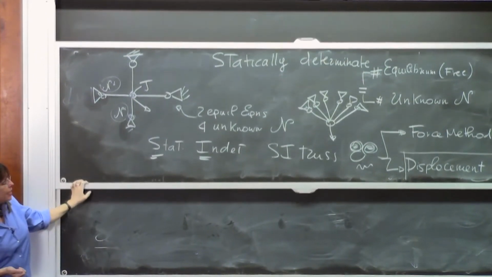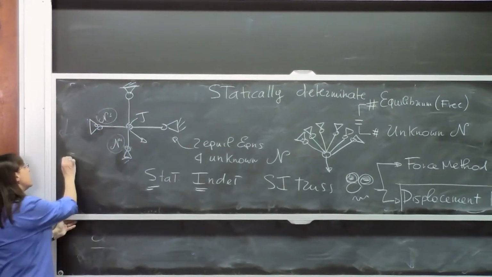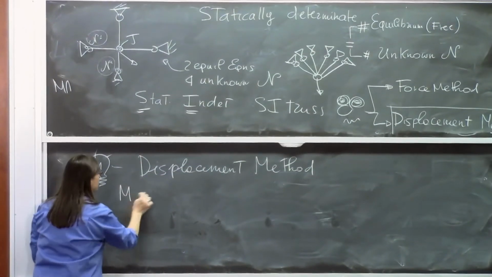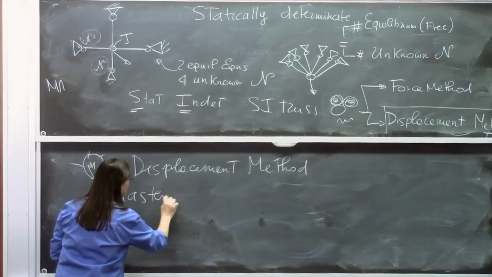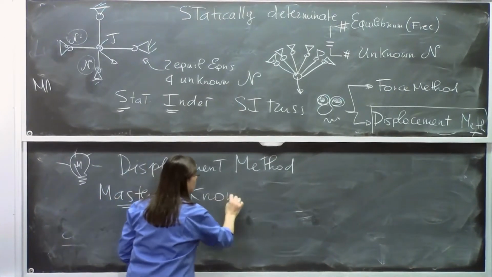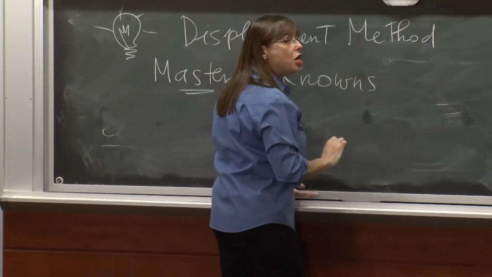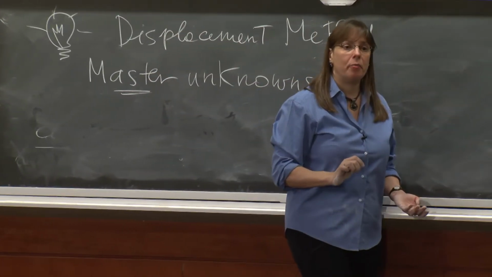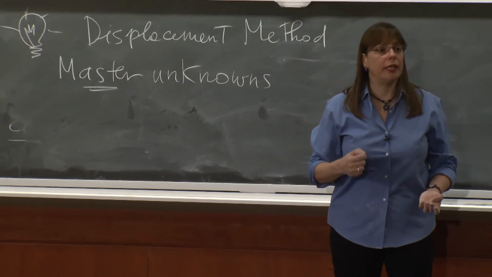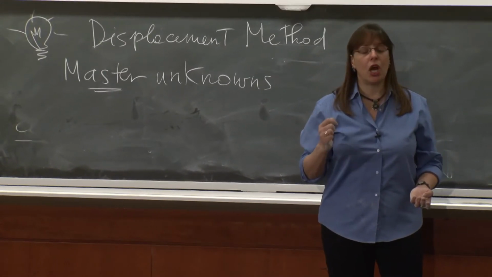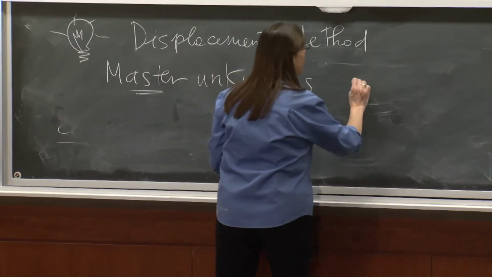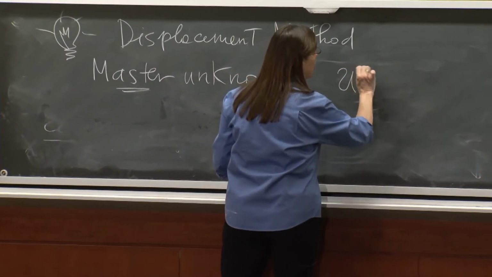is to realize something really great. What you realize is that the master unknowns are not the forces in the bar. They are not the character that control the game. They are not the queens of the ball. The master unknowns are the displacements of the joints.